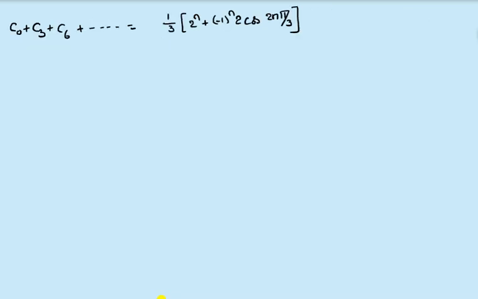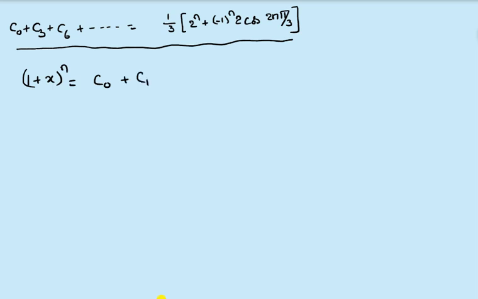Okay. See, this is another particular result which involves a lot of concepts, but I will try to discuss all those concepts. All of you pay attention here. What is the expansion of (1 plus x)^n? The expansion of (1 plus x)^n is C0 plus C1x plus C2x^2 plus C3x^3 plus C4x^4 plus C5x^5 plus C6x^6 plus and so on.